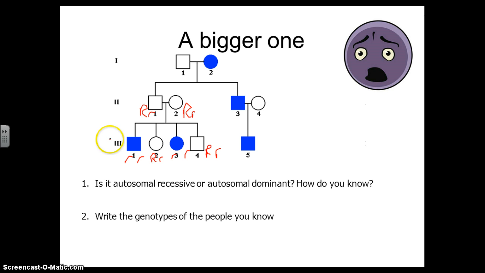So now we're going to write the genotypes of the people that we know. So we know that this one is little r, this one is little r, and this one is little r. Okay, now this one, because they have a recessive child, has to be big R, and because they have a recessive child, this one has to be big R. And hence all the people on the pedigree are figured out.